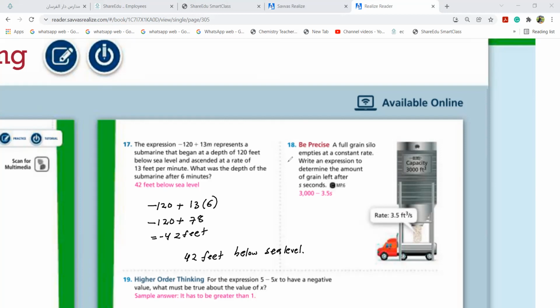Done? 18 and 19, put a cross mark quickly. 18 and 19, put a cross mark.